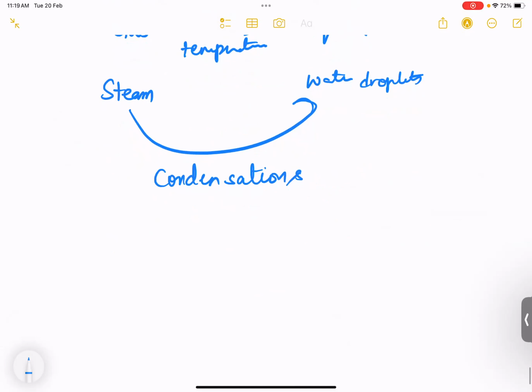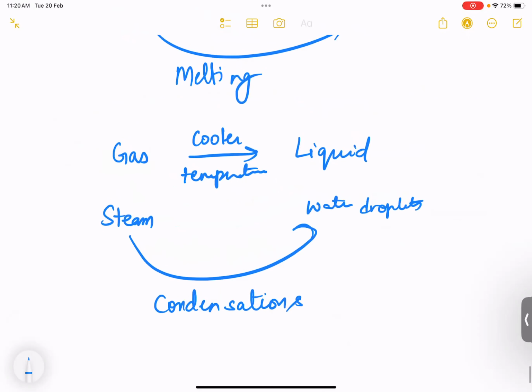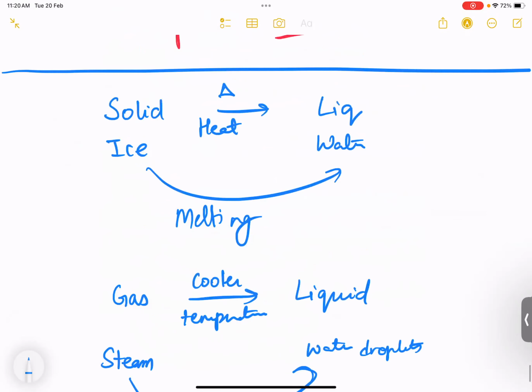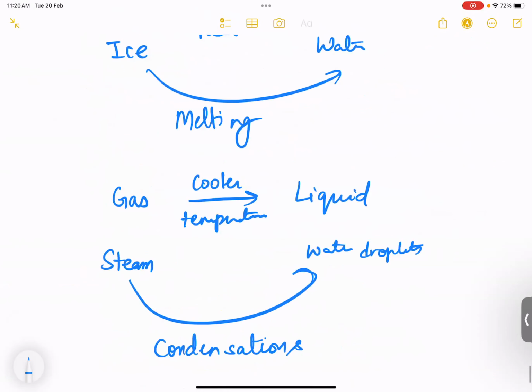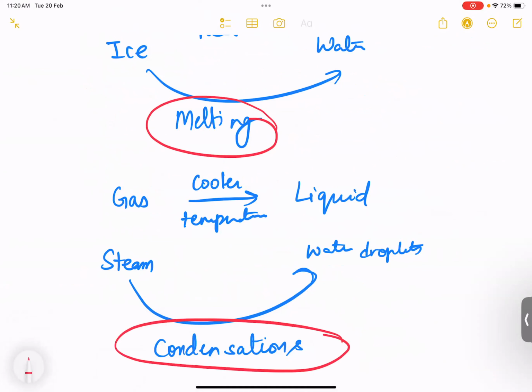Whenever steam comes in contact with a cooler temperature or a cooler object, you can see water droplets getting deposited on it. There are a lot of examples, like when the water evaporates and we put a steel plate over it. So this is about condensation. Next is melting, and we've already covered freezing and evaporation. Let me mark it with a different color for you to show what exactly happens here.